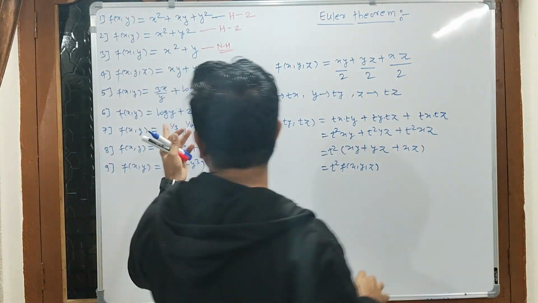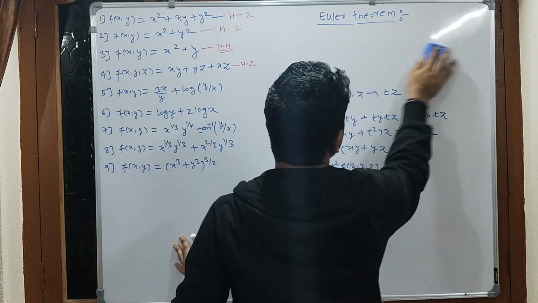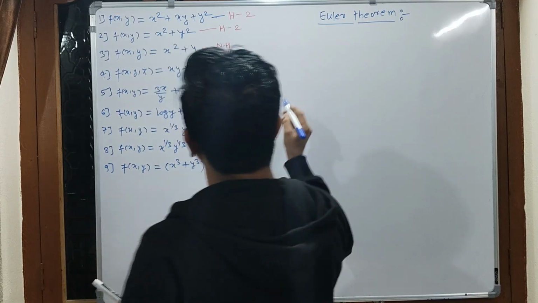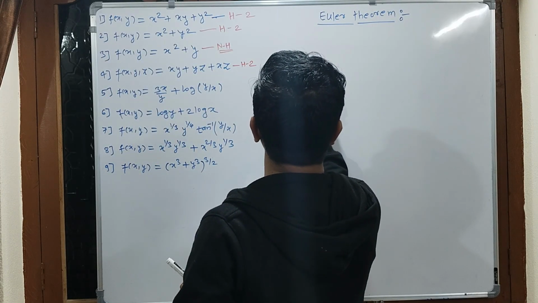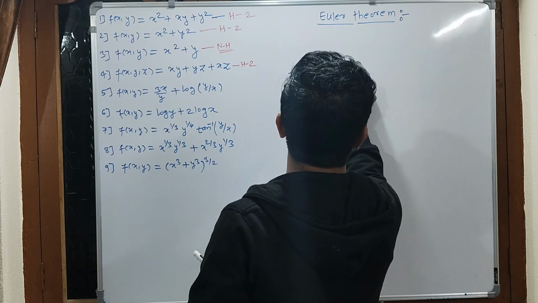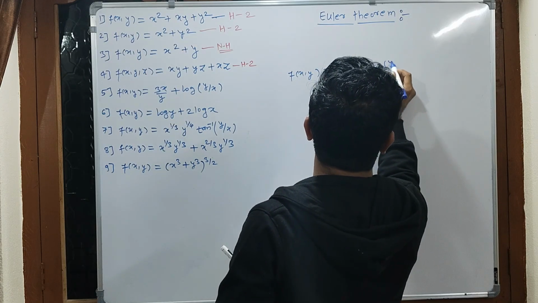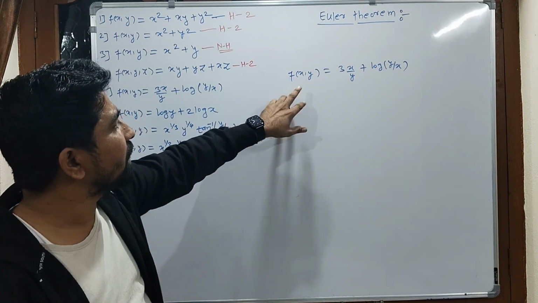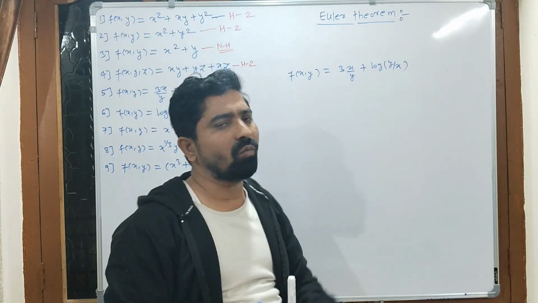Now I want to check my fifth example. Let's say the fifth example says, I will write my function f of x comma y, which is equal to 3x by y plus log of y by x. Now this function is defined as f of x comma y equal to 3 times x by y plus log of y by x.